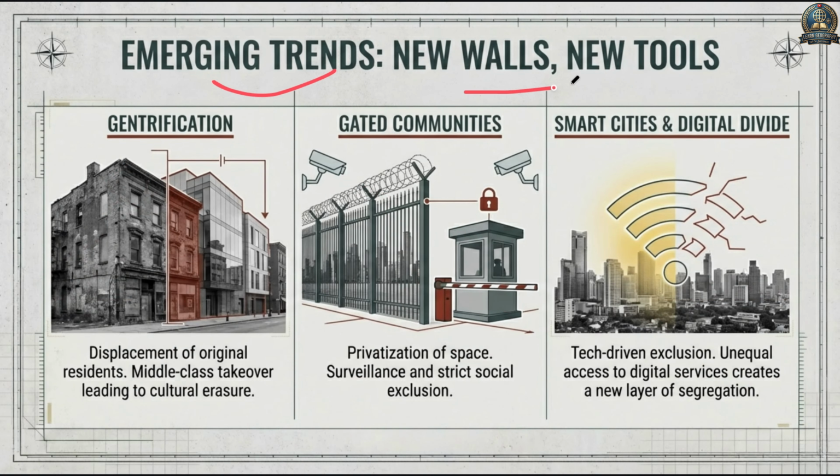Emerging trends, new worlds, new tools. Gentrification: displacement of original residents, middle class takeover leading to cultural erasure. Gated communities: privatization of space, surveillance and social exclusion. Smart cities and digital divide: tech-driven exclusion, unequal access to digital services creates a new layer of segregation.